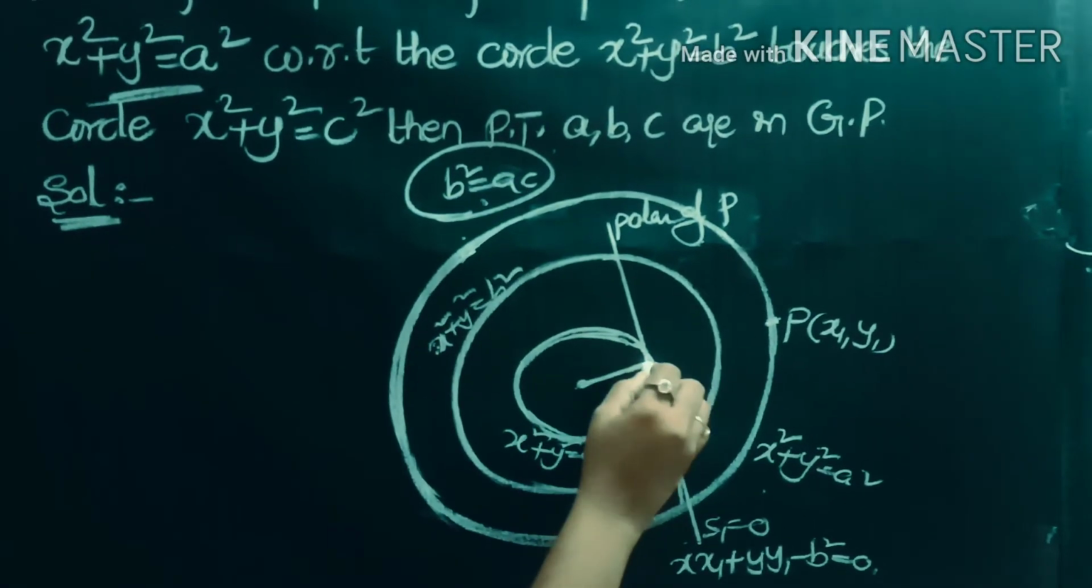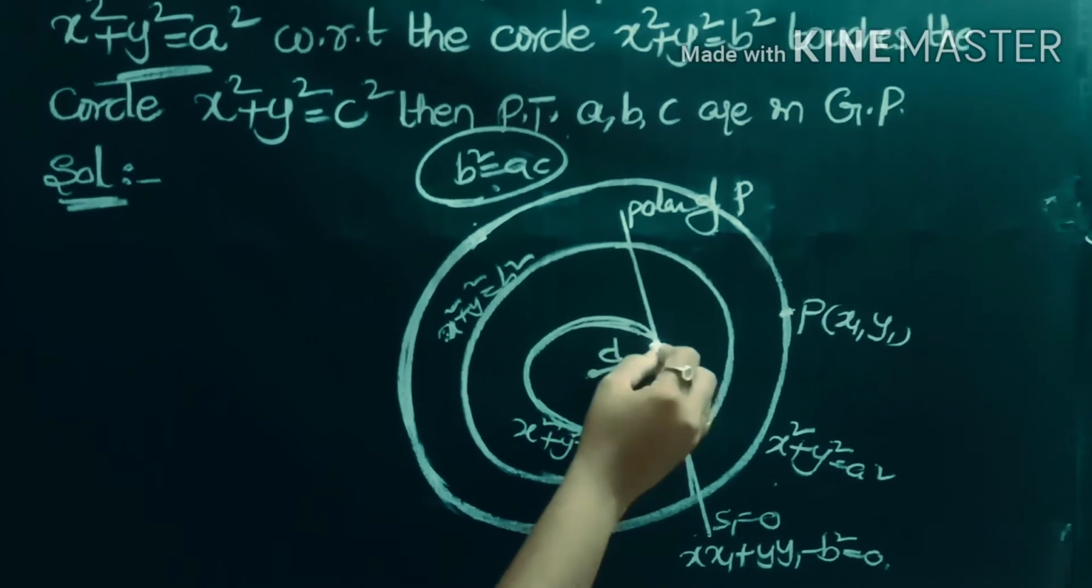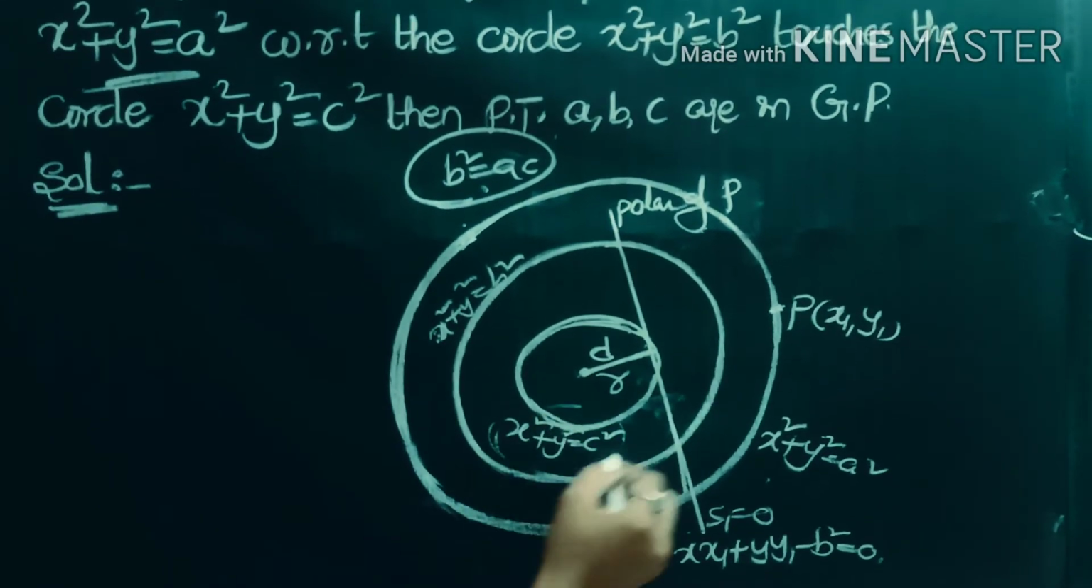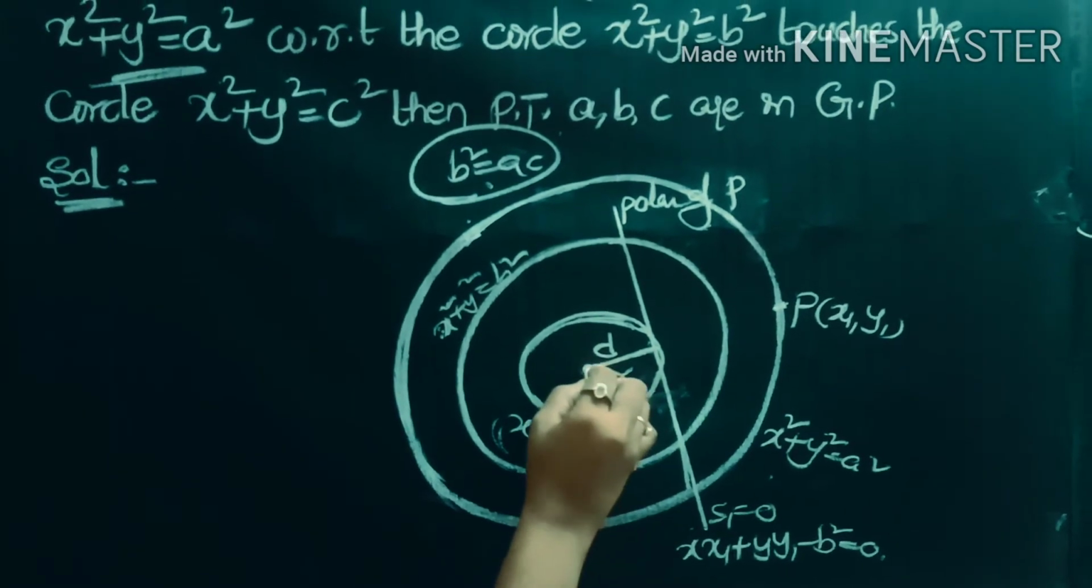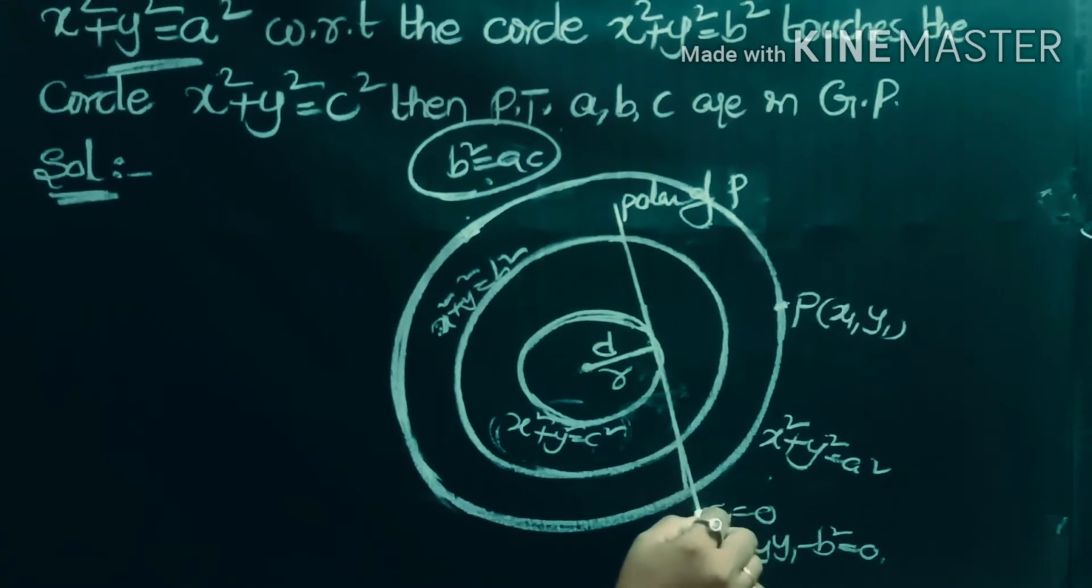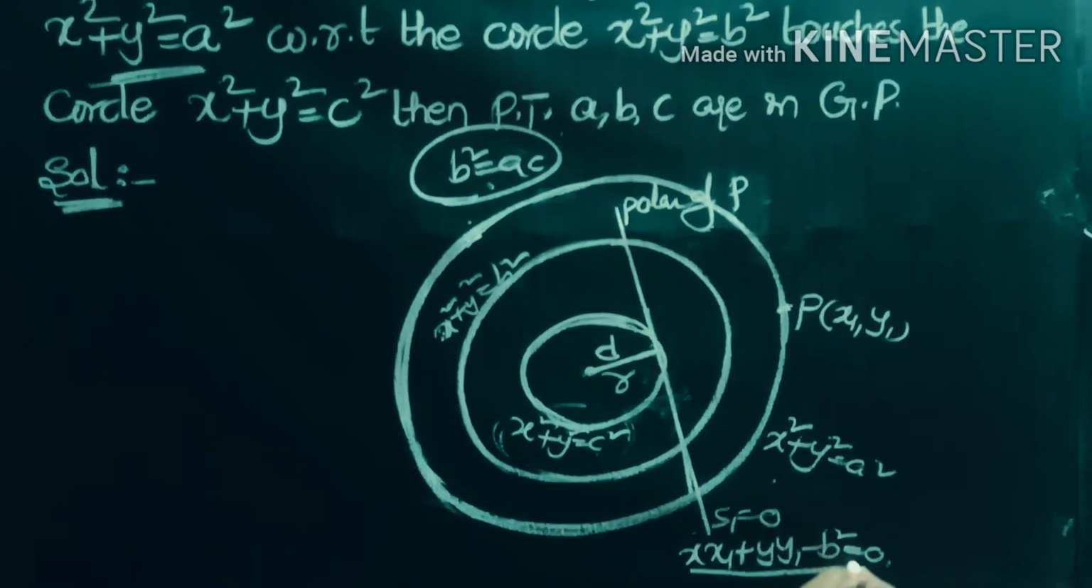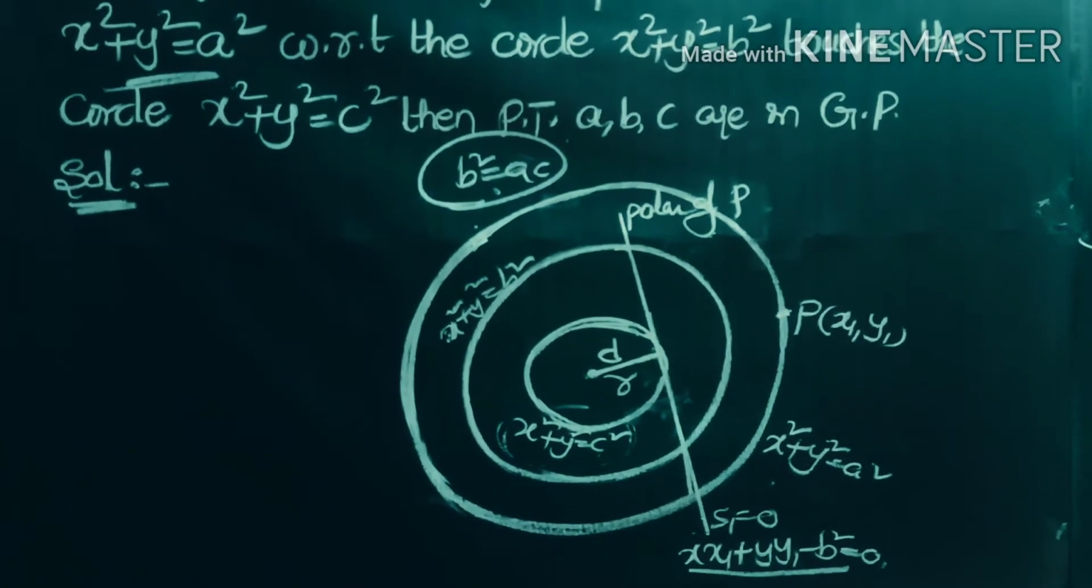What is the condition for tangency? R = D. What is R? The radius of the circle x² + y² = c², that is c. And D is the perpendicular distance from the center to the polar of P. The polar of P means this line. Now coming to the solution.